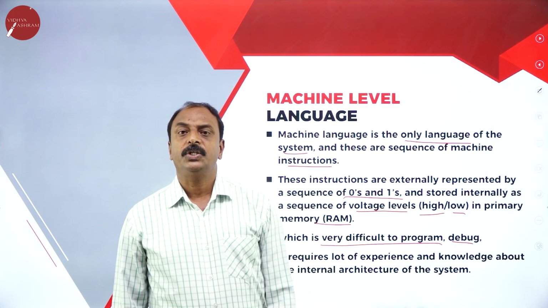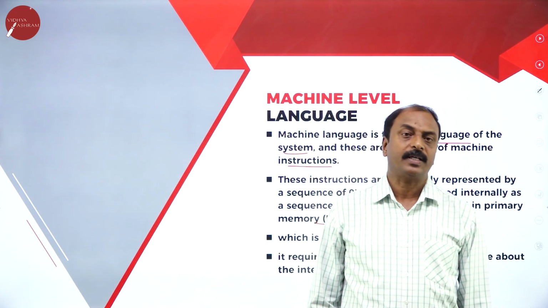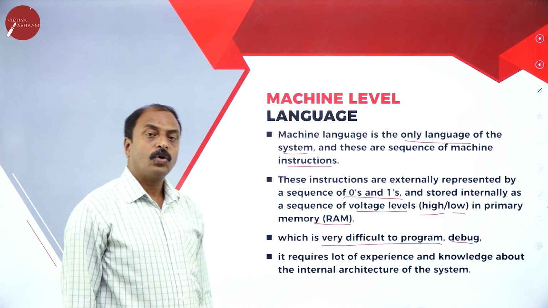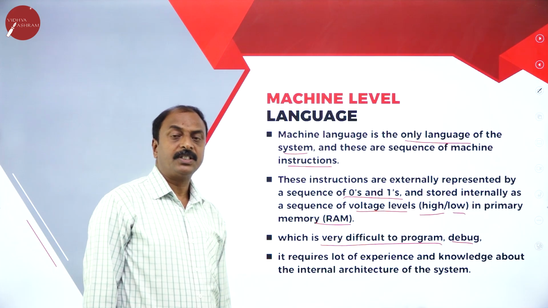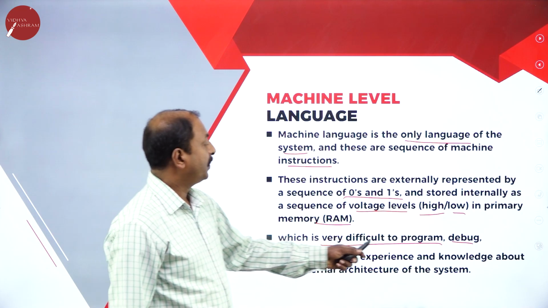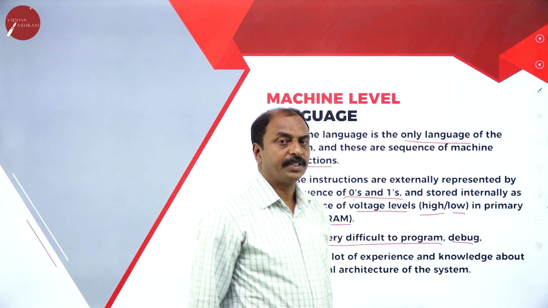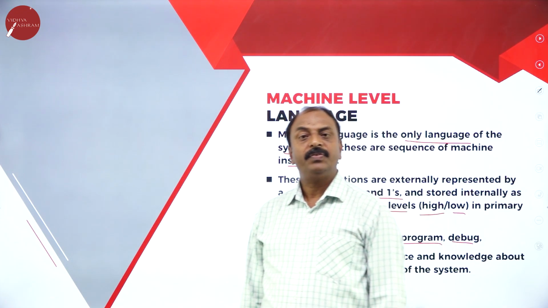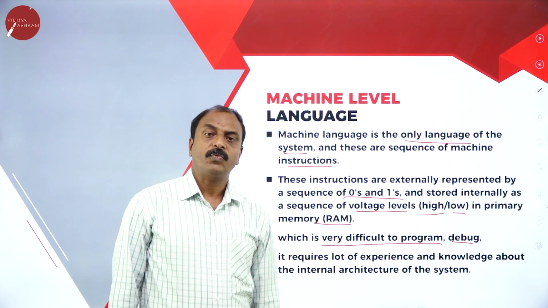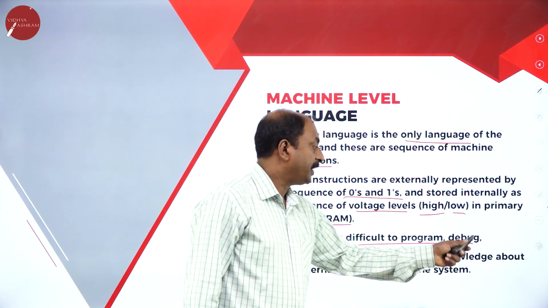Here the programmer must have knowledge of the computer system or hardware, and must also know the codes for each and every instruction or symbol of the computer system. It is very difficult to program, and since it is a combination of zeros and ones, we human beings find it difficult to remember so many codings in our memory. That is the main drawback, and debugging is very difficult.